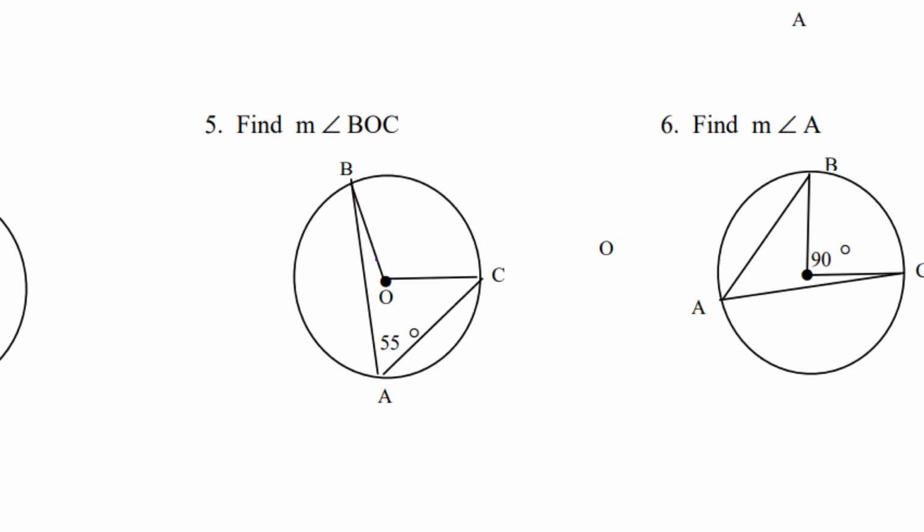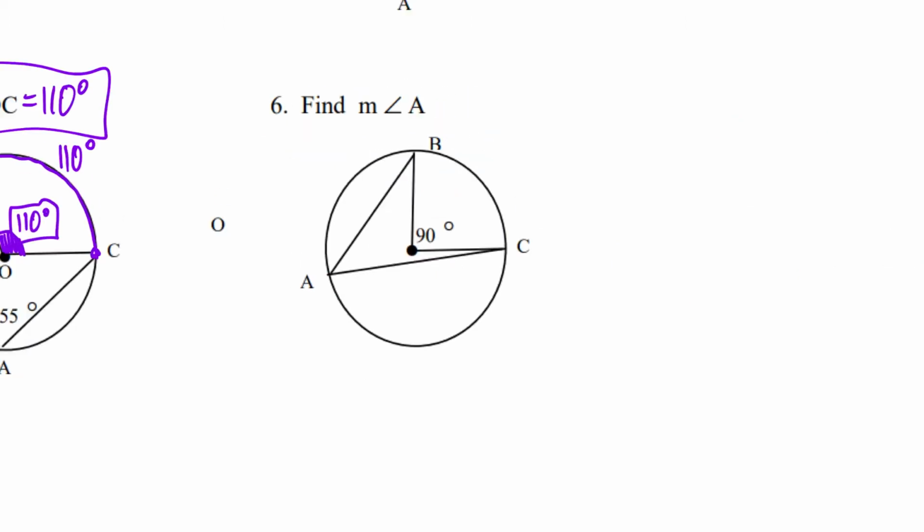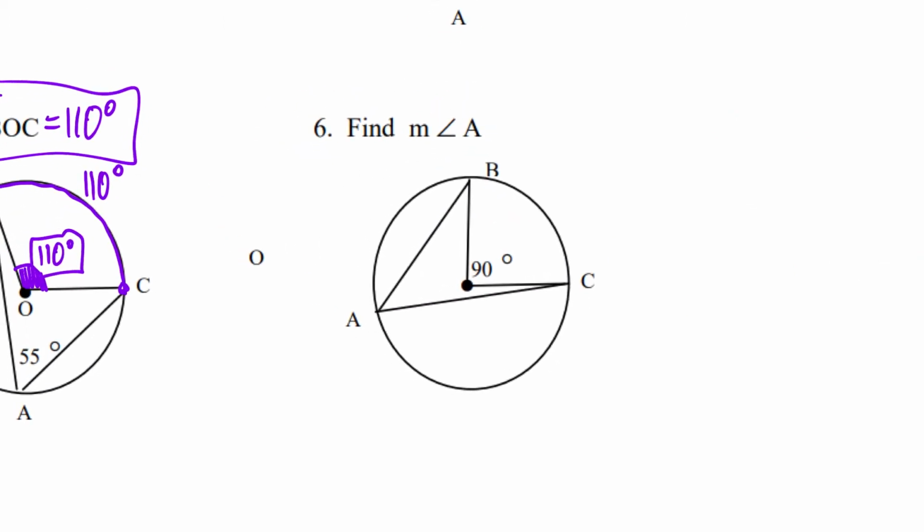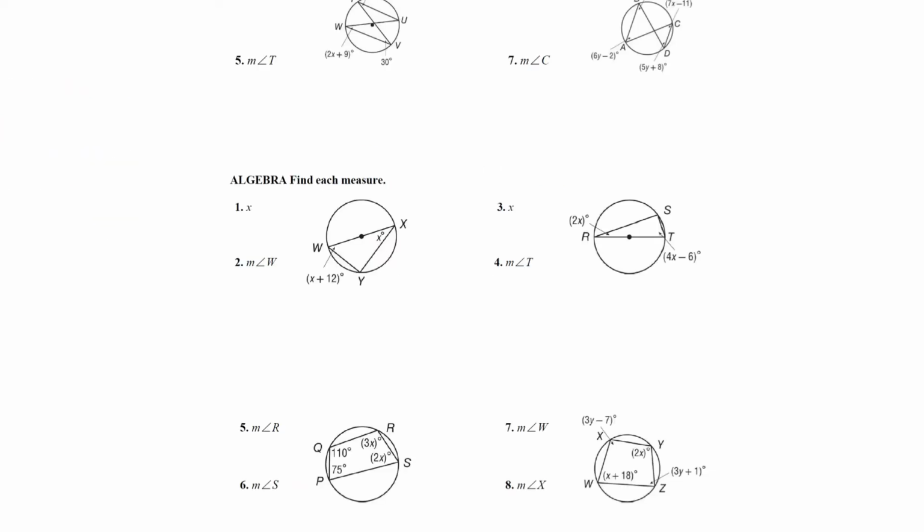Okay, on number 5, it asks for the measurement of angle BOC. Well, how big is arc BC first? It's 110, so how big is that angle then? 110. Because the central angle and its arc are always congruent. All right, and then on this one, how big is angle A? It's going to be 45. That angle is 90, this arc is 90, the angle is half of that. Okay, so pretty basic there, but that's a concept you definitely need to get. The inscribed angle is half of its arc.